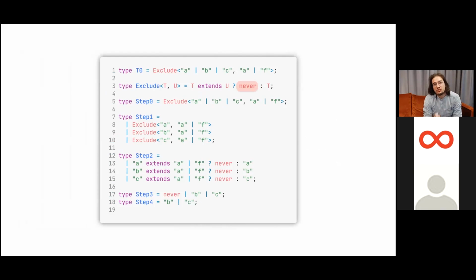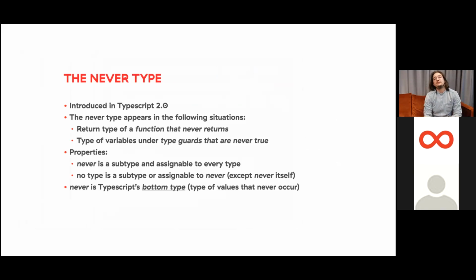we need to check what never actually is as a type. So Voska already mentioned it. It was introduced in TypeScript 2.0, and it appears only in the two following situations: either as a return type of a function that never returns, or as a variable under type guards that are never true, meaning that you could have a function that throws an error, and that function actually never completes, never returns.